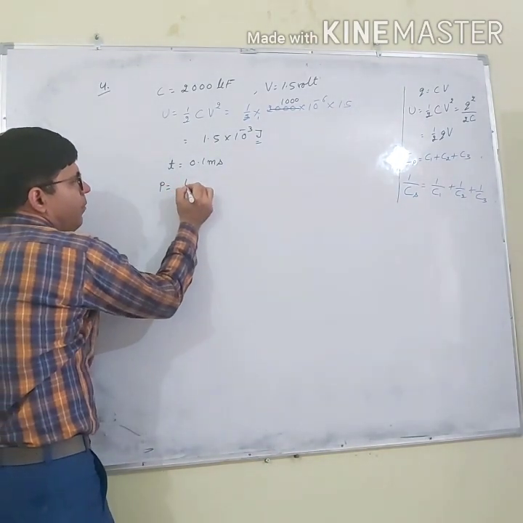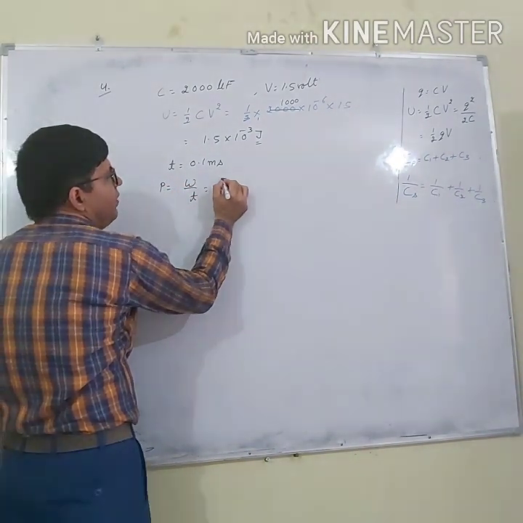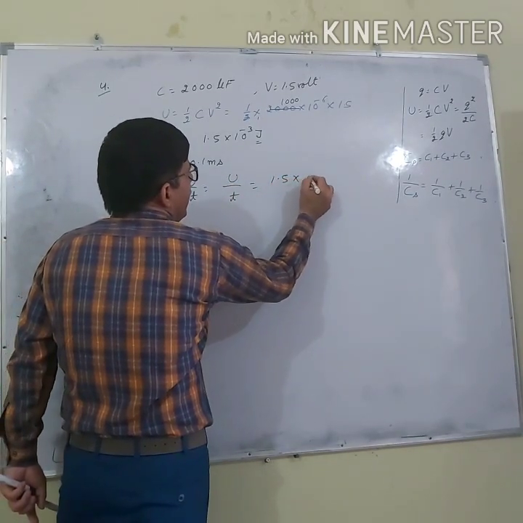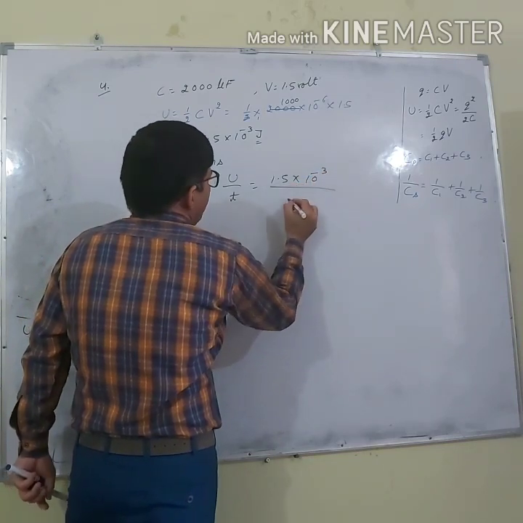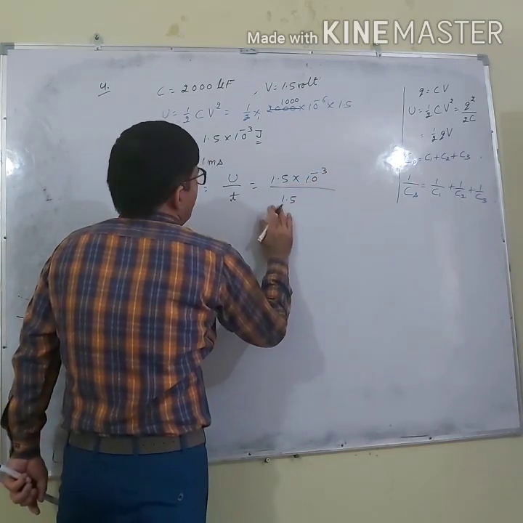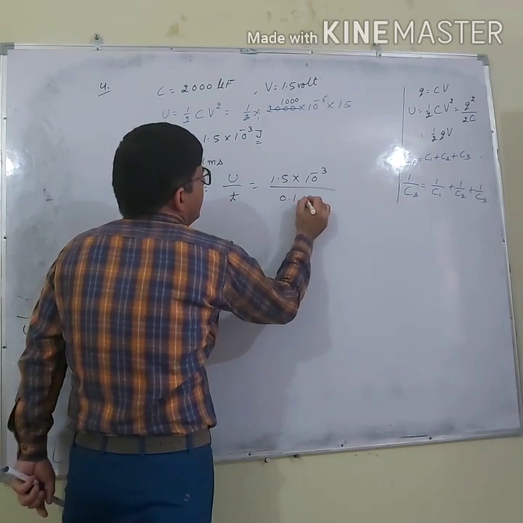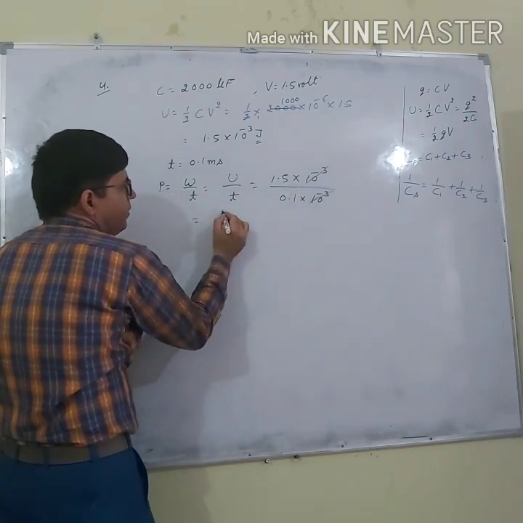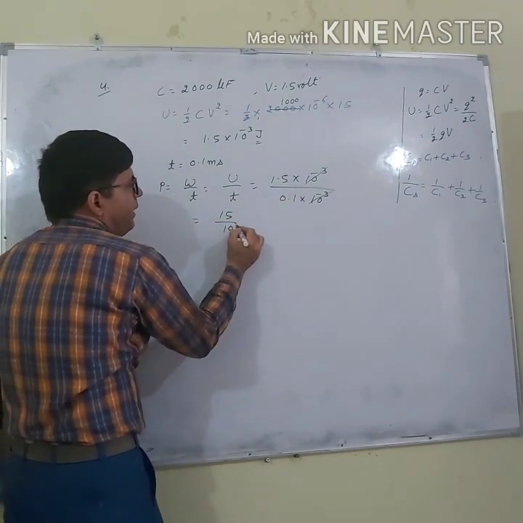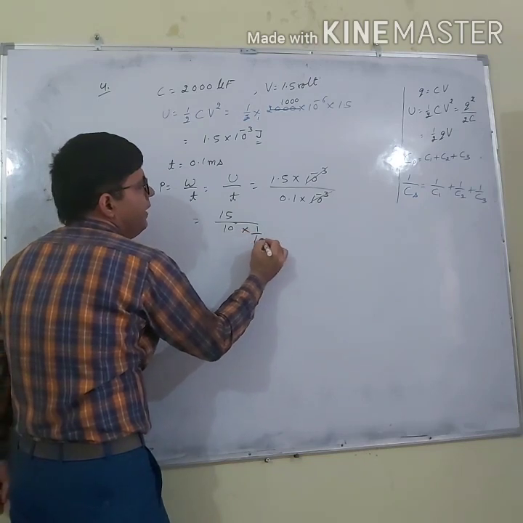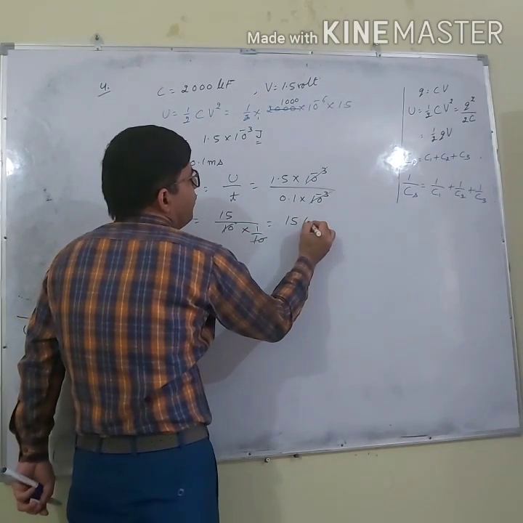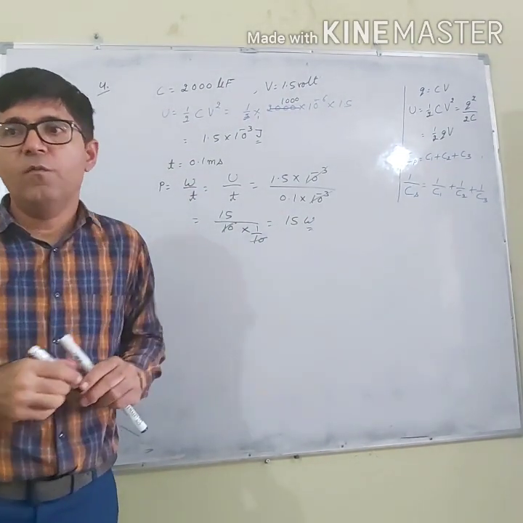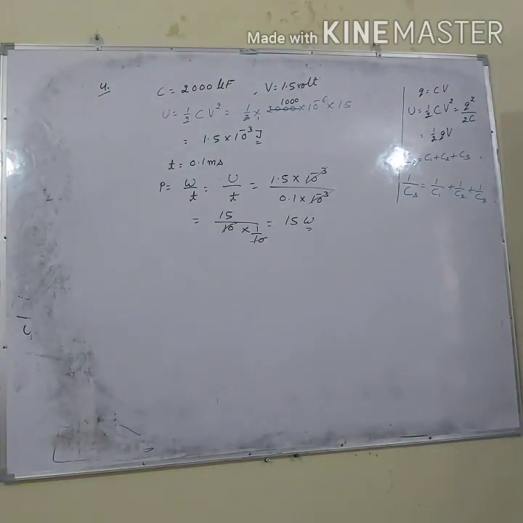Then how much is the power generated? Power is given by work upon time, and work is equal to energy. So here it is 1.5 into 10 to the power minus 3 upon 0.1 millisecond, and 0.1 milli means 10 to the power minus 3. It gets cancelled. So this is 15 by 10 and 0.1 is 1 by 10, the 10 is cancelled. So this is 15 volt, so 15 volt of power is generated for this flash.